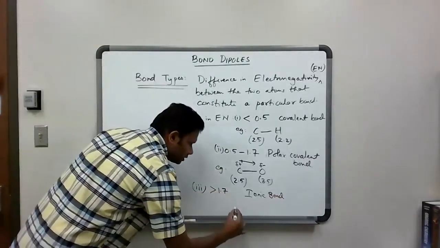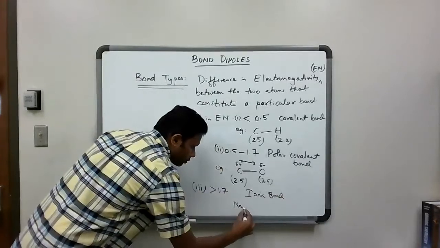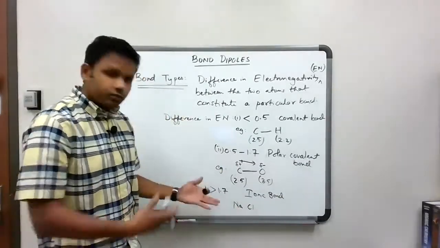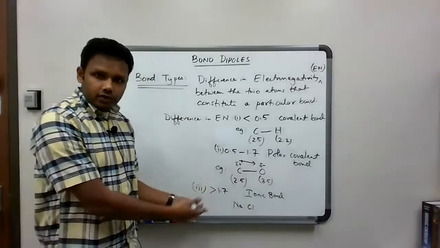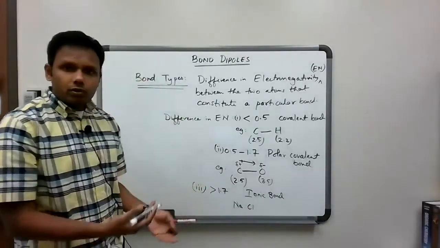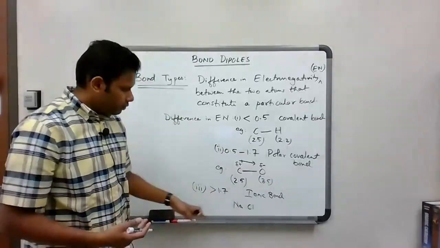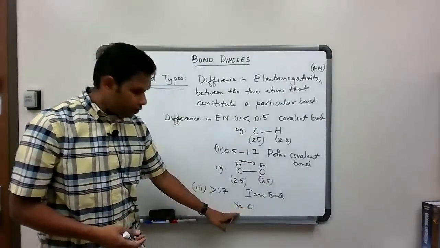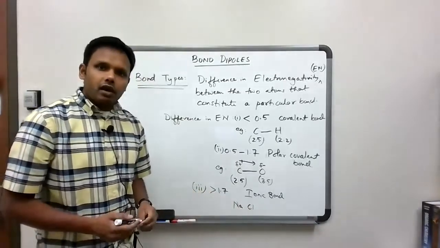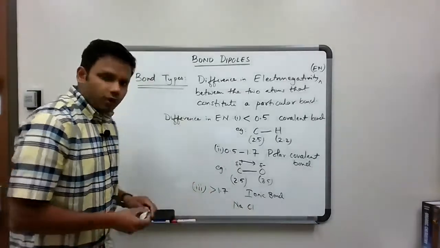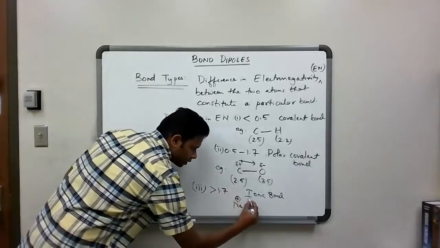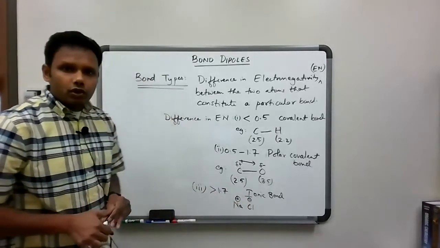Something like sodium chloride. You can look up the electronegativities. In fact, I would encourage you to actually look it up. For sodium chloride, sodium fluoride, any of those, you would notice that the difference in electronegativity between these two should be greater than 1.7. So those bonds are ionic. So there is an actual positive charge on that sodium, a negative charge on the chlorine.